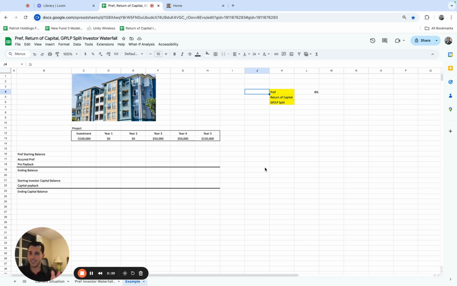So before we actually dig into the coding of the Excel, let's make sure we understand what I just said, because you've got to understand this. So first off, what is a Pref? You can think about a Pref as interest on an existing balance, like a credit card.